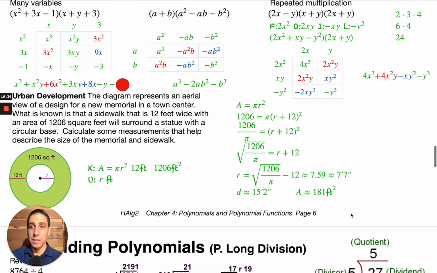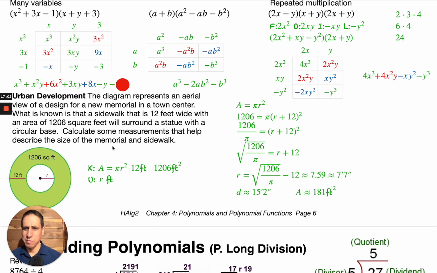Urban development. Last thing, and then we're done. The diagram represents an aerial view of a design for a new memorial in a town center. What is known is that a sidewalk that is 12 feet wide with an area of 1,206 square feet will surround the statue with a circular base, but we don't know how big that circular base would be. So we need to calculate some measurements that will help describe the size of the memorial and sidewalk.